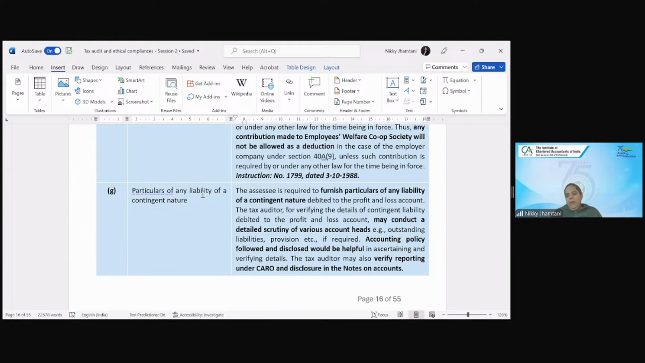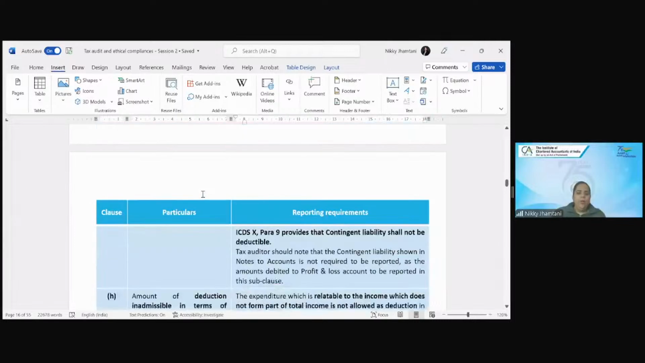The assessee is required to furnish particulars of any liability of a contingent nature debited to the P&L. The tax auditor, for verifying the details of contingent liability debited to the P&L, may conduct a detailed scrutiny of various account heads, that is, outstanding liabilities, provisions if required. Accounting policy followed would be helpful if you disclose the same. The tax auditor may also verify reporting under CARO and disclosure in the notes on accounts.